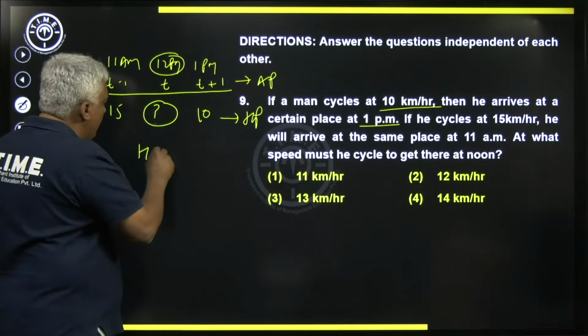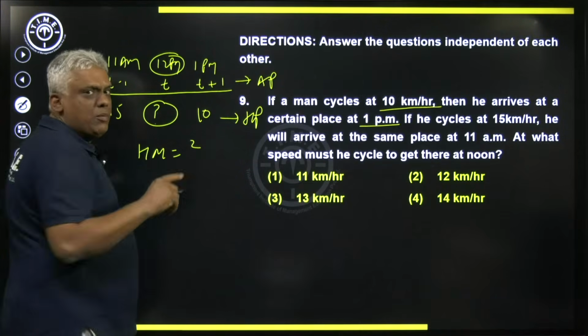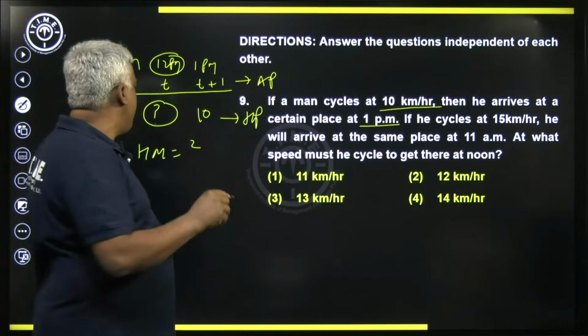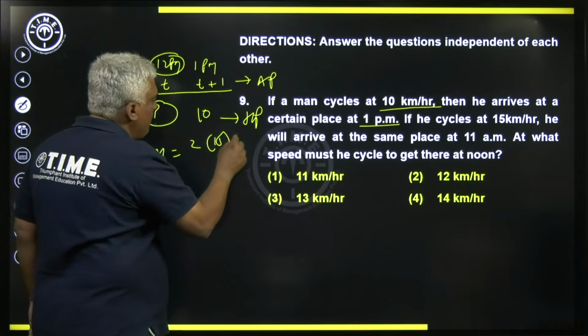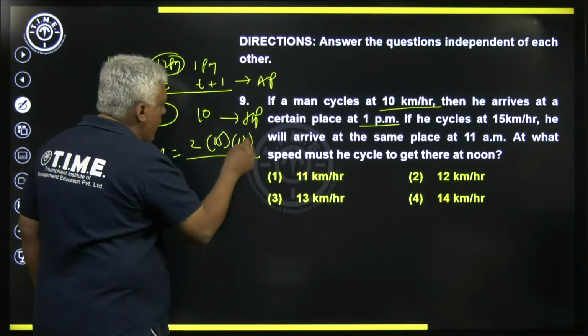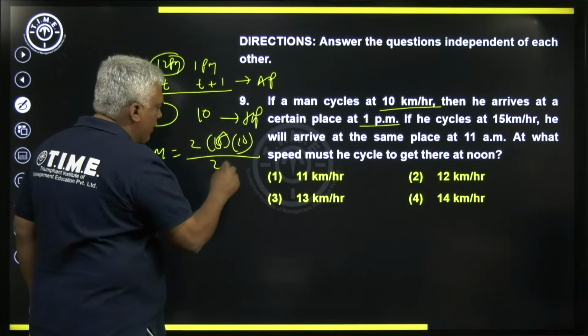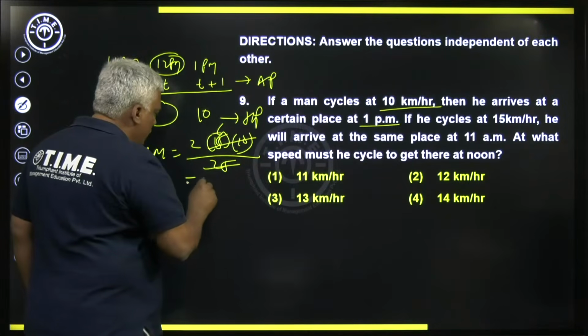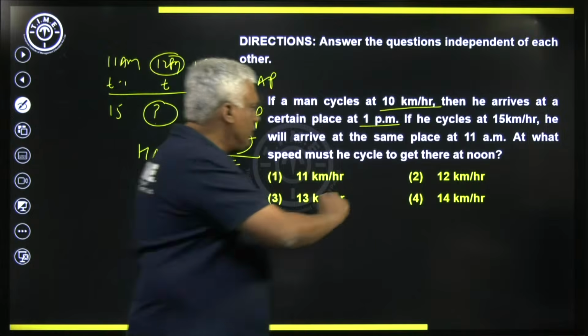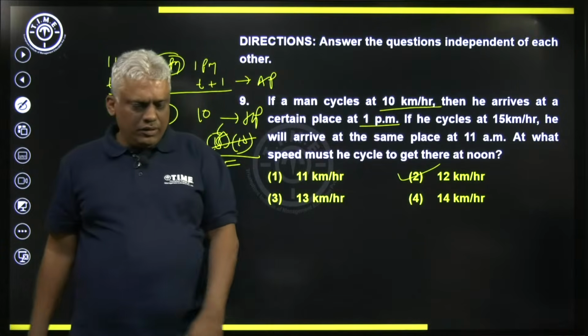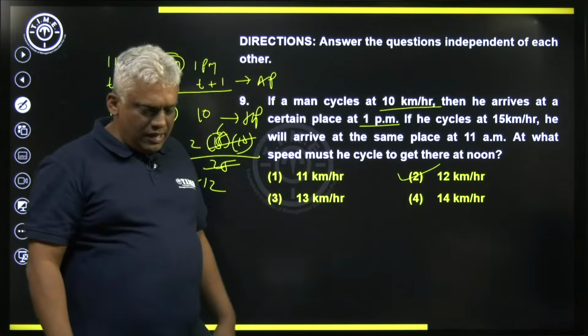So we can simply calculate the harmonic mean. The harmonic mean of A and B is 2AB by A plus B. So 2 into 15 into 10 by 15 plus 10. 15 plus 10 is 25. 25 sixes are 150. So the answer is 12. That's the right answer. Let's see the next question.